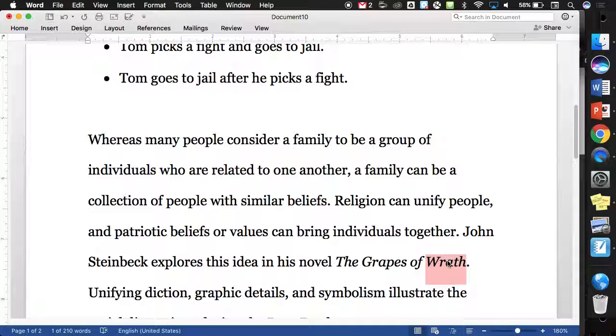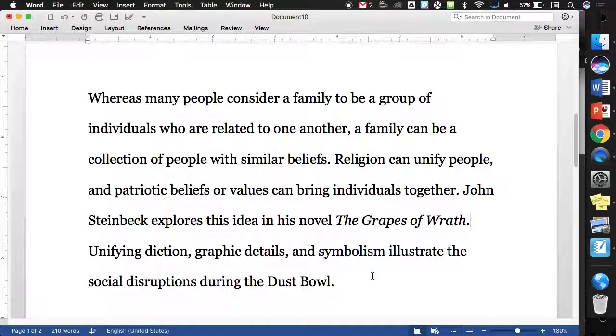Now I know I'm focusing on Steinbeck. We don't really have time for it. What would I want to put in between The Grapes of Wrath and unifying diction? Say about 2 sentences. I just wrote a simple sentence, so I'd probably back it up with a complex and a simple, or complex and compound. I want to give a general overview of the book. The novel details the trips of the Joad family as it heads west due to their poor living conditions. They face many trials and tribulations along the way as their family is threatened. Unifying diction, graphic details, and symbolism illustrate the social disruptions during the Dust Bowl.